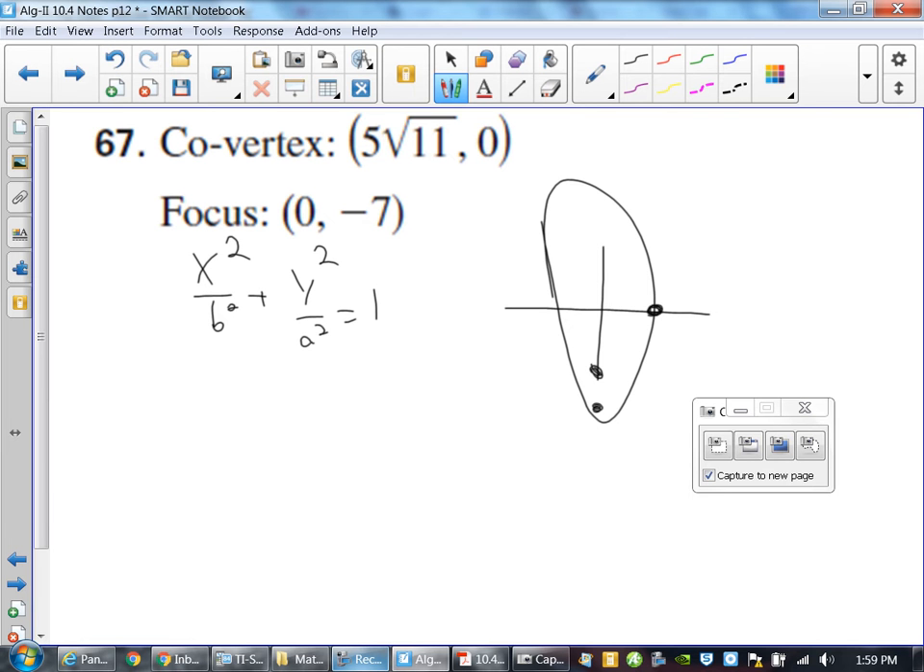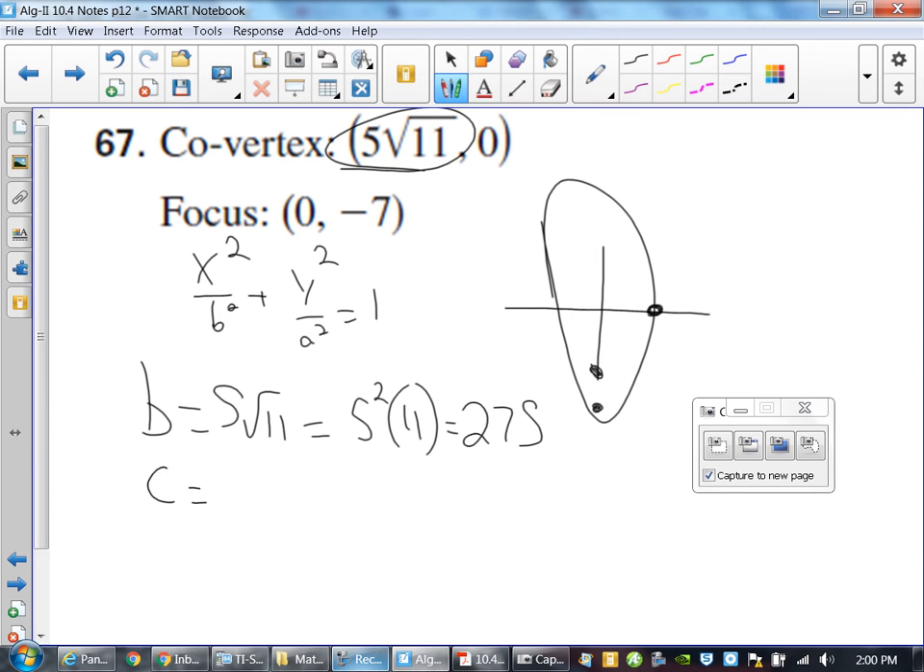So what we do then is just take the values. Co-vertex is center to vertex. Co-vertex is b. So b is 5 root 11, which means you have to square that. So 5 squared times 11 gives you b squared. Was it? 275.